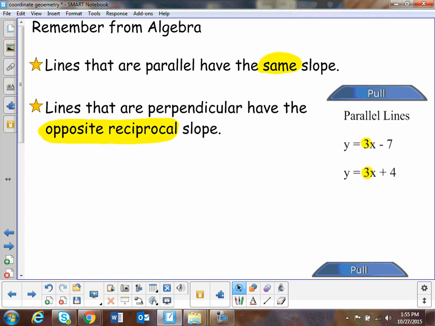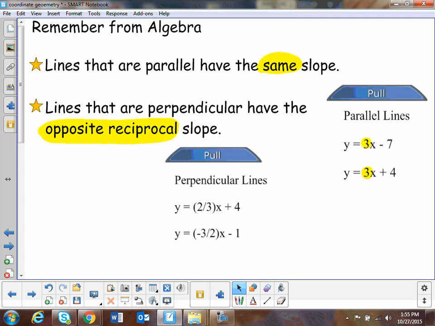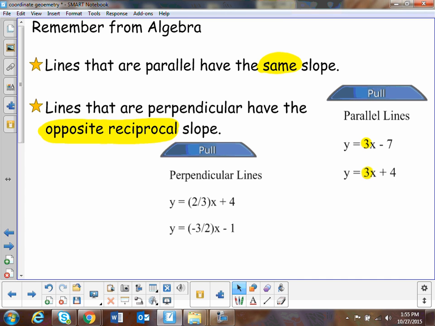Here's an example of some perpendicular lines. Focusing again on the coefficient of x. This one is 2/3. This one is -3/2. So reciprocal means you take the numerator and the denominator and you flip them. That's it. And then if one's positive, make the other one negative, and vice versa. If it's negative, make it positive. So we're going to be given one equation and we have to come up with another one.